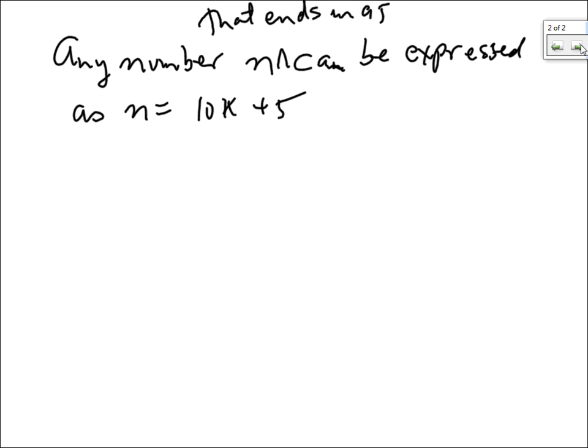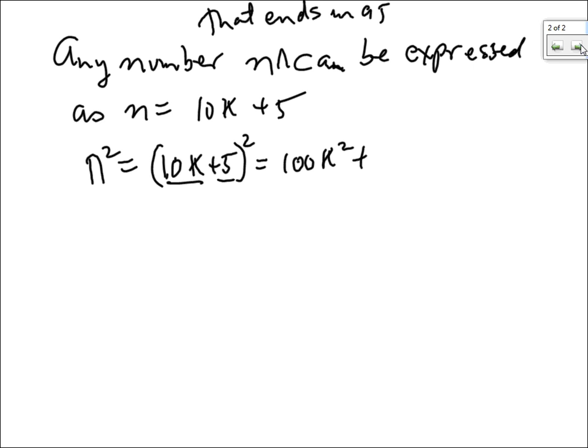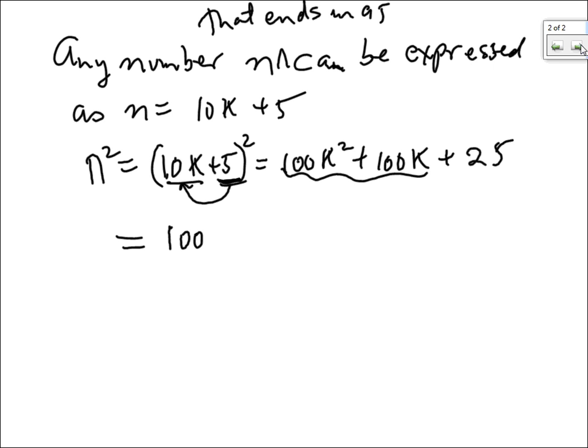Now, let's see what happens when we square it. So n squared will be (10k plus 5) squared. When you square this, you get 100k squared plus 2 times 10k times 5, which is 100k, plus 5 squared. Factoring out the 100, you get 100 times (k squared plus k) plus 25.